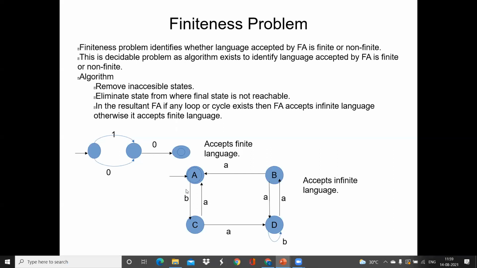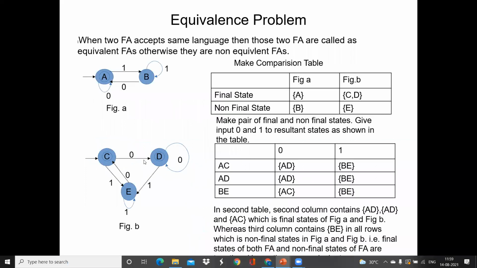So here you can have any number of BA, BA, BA, like this. Here also you have a loop. So any number of B's, and here also you have any number of A's. So likewise, because it contains a loop, it accepts an infinite language. Here there is no loop. So in this case, it is accepting a finite language.